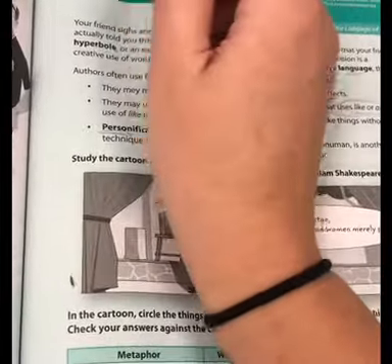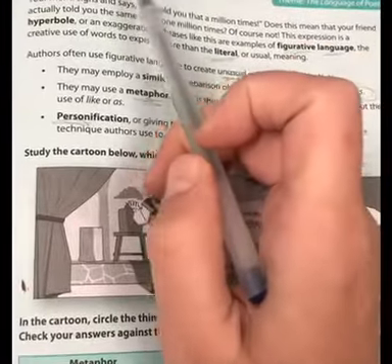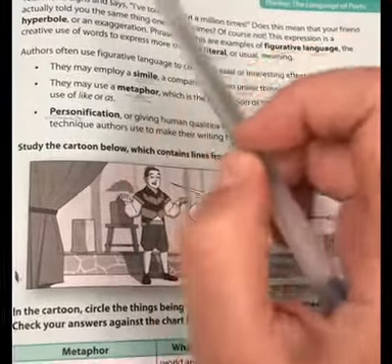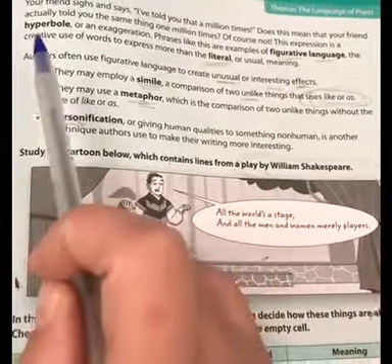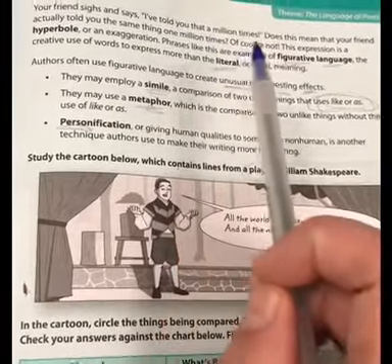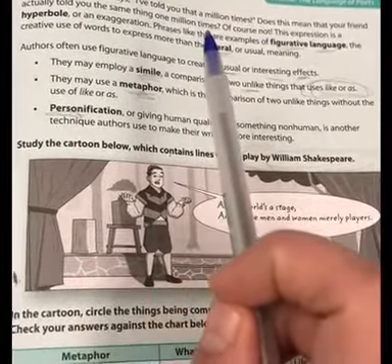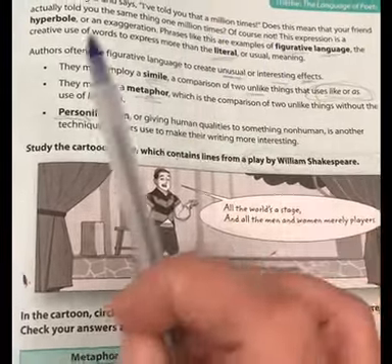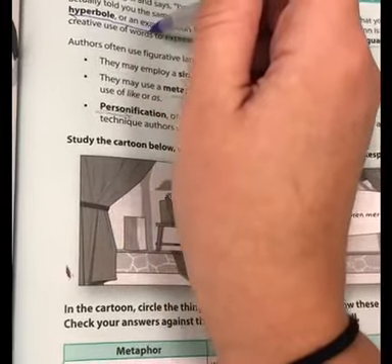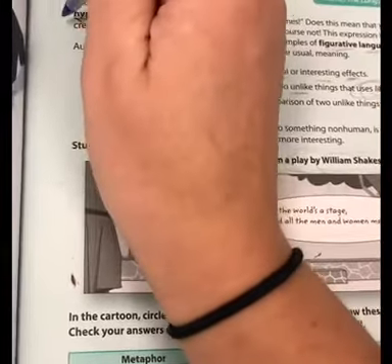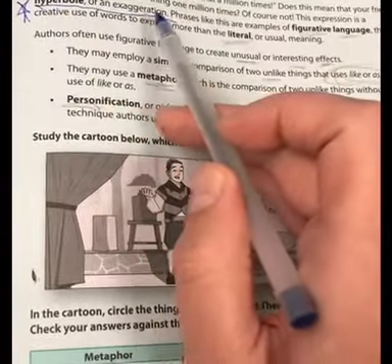Ready lesson 15 has to do with determining word meanings. Now, it's not just a straight up vocab lesson. Actually, what we're going to talk about is how figurative language impacts the different meanings of words. So here we go. Your friend sighs and says, I told you that a million times. Does this mean that your friend actually told you the same thing 1 million times? Of course not. This expression is hyperbole, and even though it's bold-faced, I'd underline it. So that expression, I've told you a million times, excuse my handwriting, is hyperbole or an exaggeration.